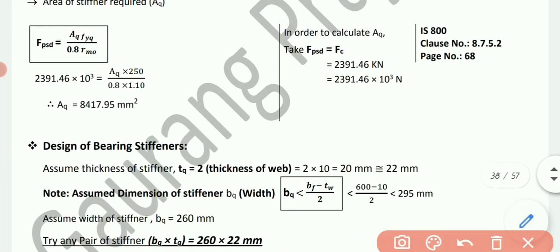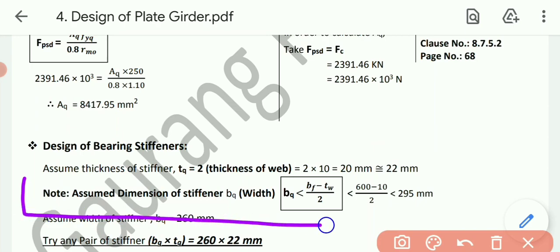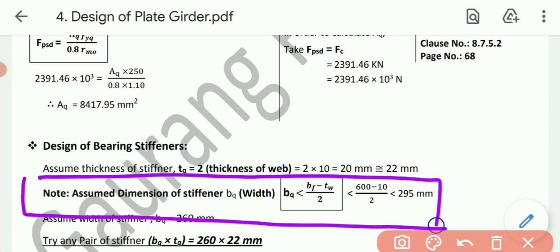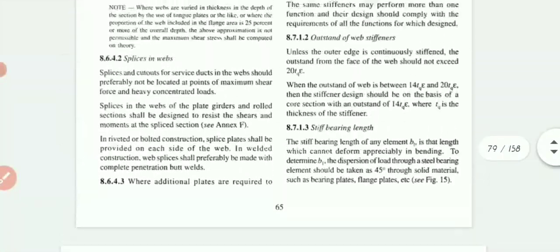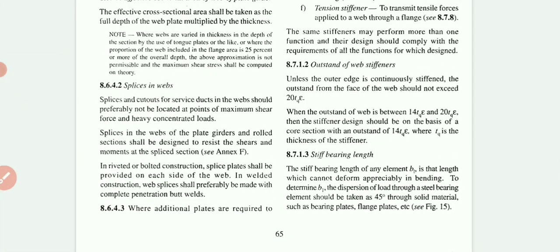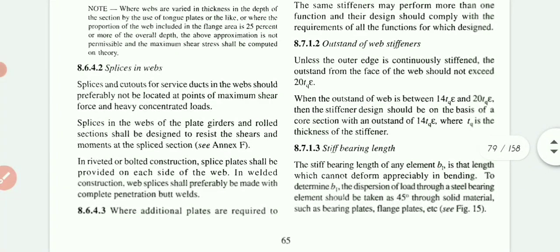See, that's what I have done over here. Assume the dimension of the stiffener should not be greater than this one. So 600 minus 10 by 2, that is 295 mm. On page number 65, they have also given us the criteria for the maximum and minimum dimension of the stiffener. Let me take you to the code, page number 65.